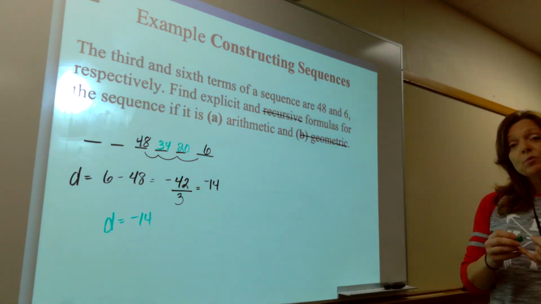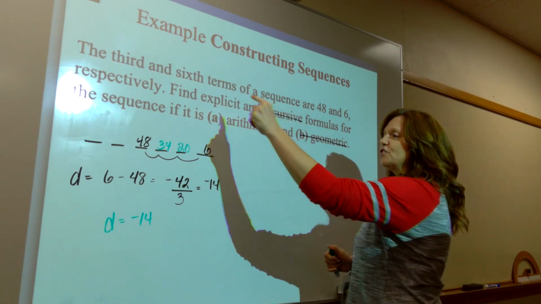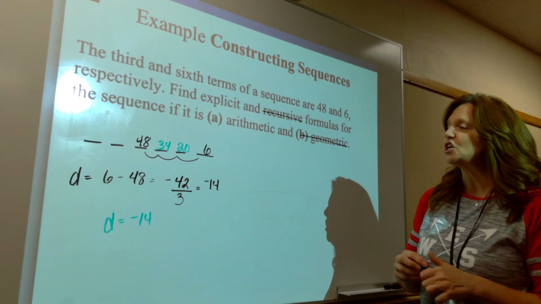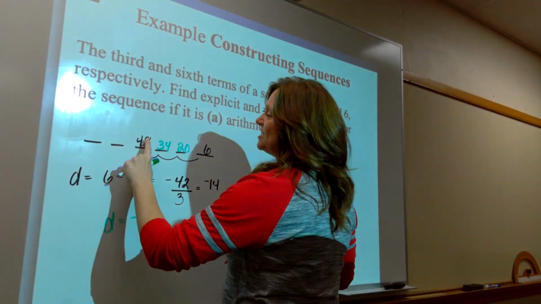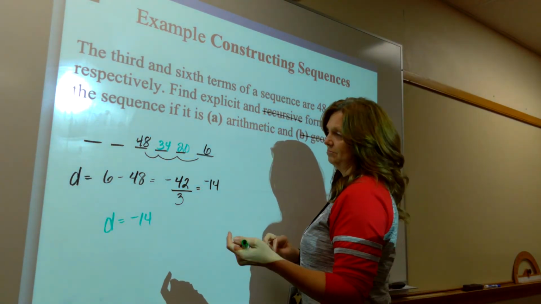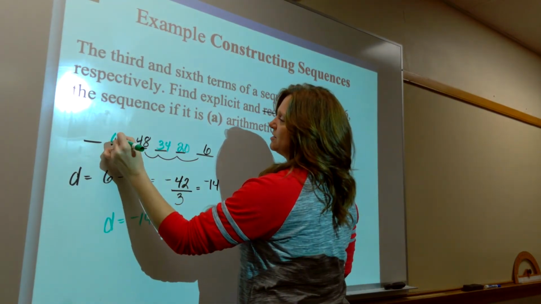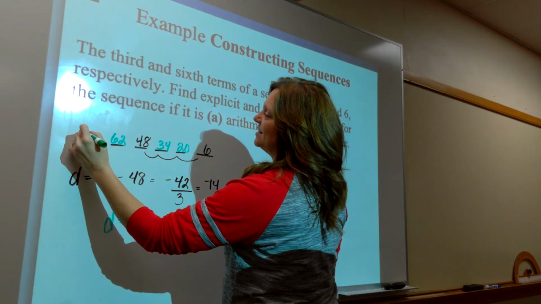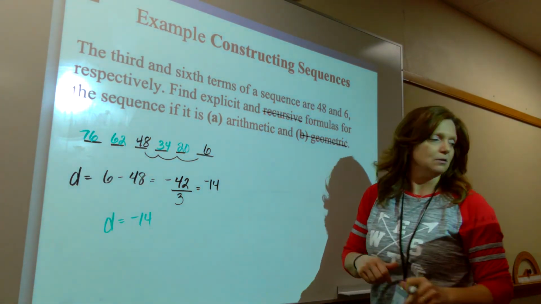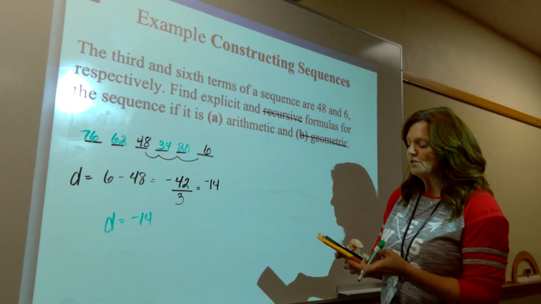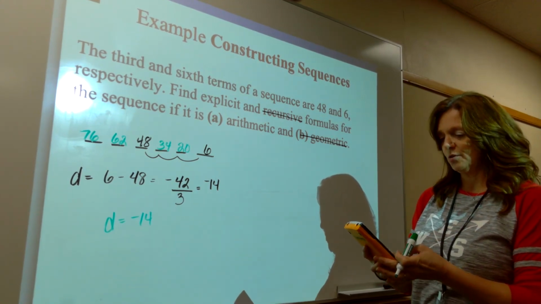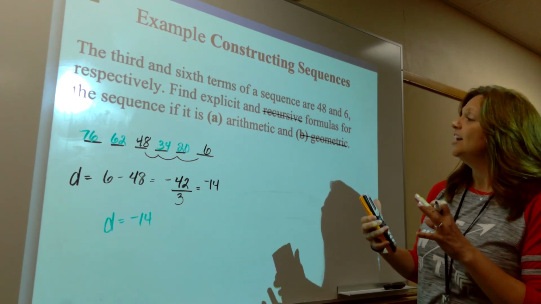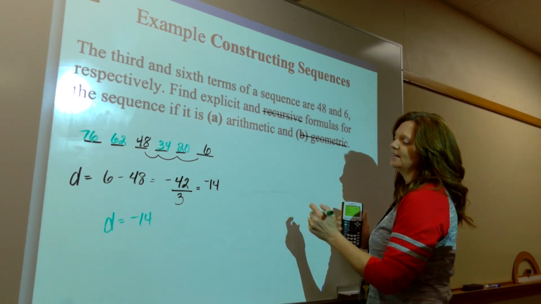Now, if I am going to write the rule, I need to know the first term. So we're just going to go ahead and work backwards and find that first term. If I'm going to go this way, I'm going to add 14, right? So that would be 62 if I add 14. If I add 14 again, that should be 76. That's the first term. And okay, so there we go. Now we have everything we need to write that explicit rule.